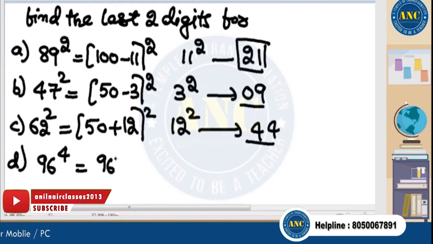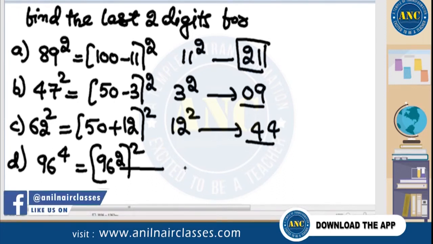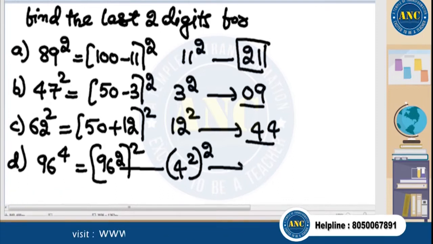Find the last two digits for 96 power 4. 96 power 4 is 96 square whole square. 96 square last two digits is 4 square, 4 square whole square. 16 square is 256.